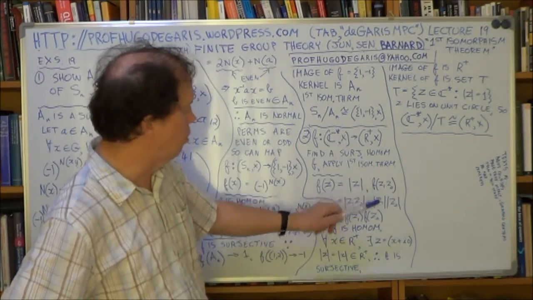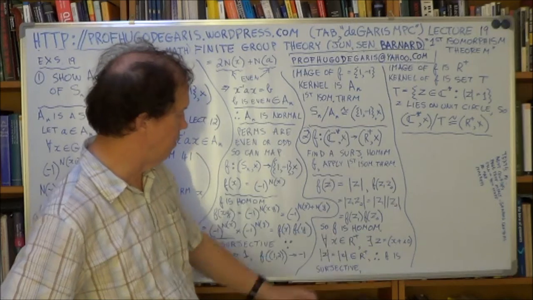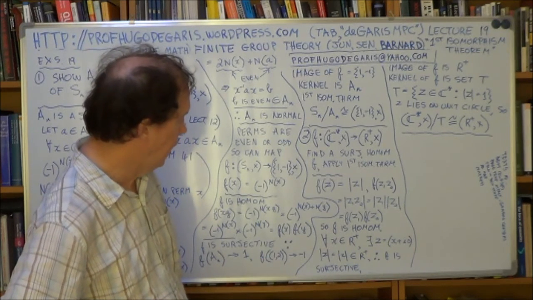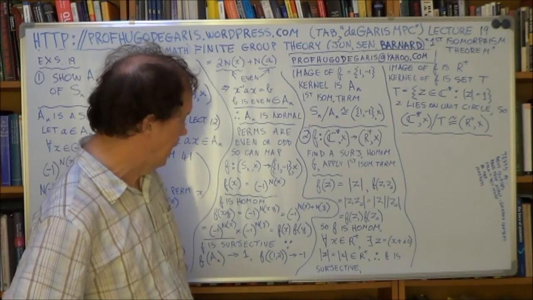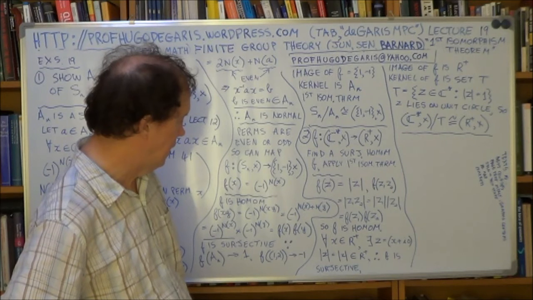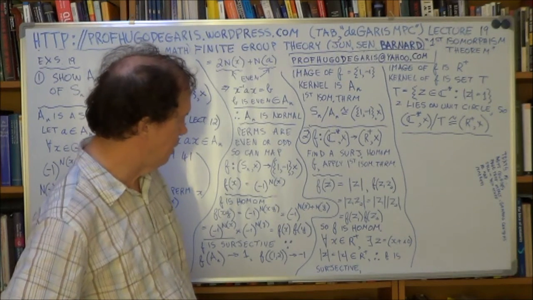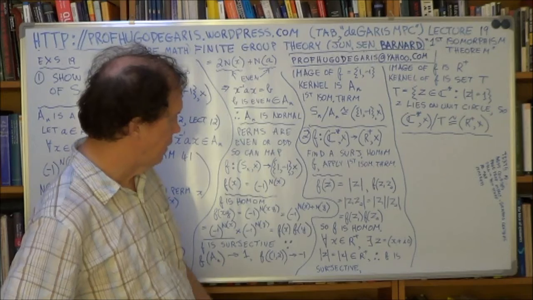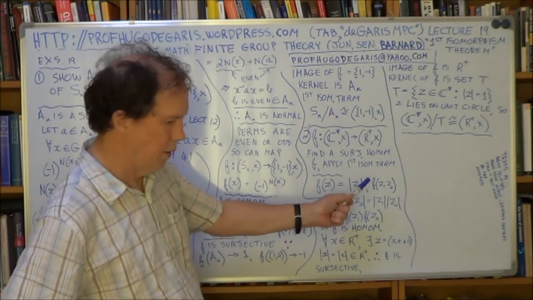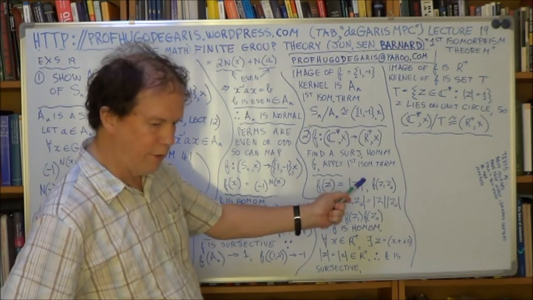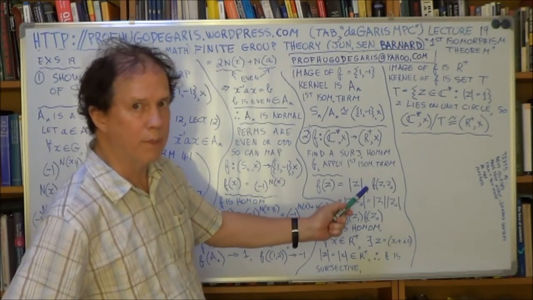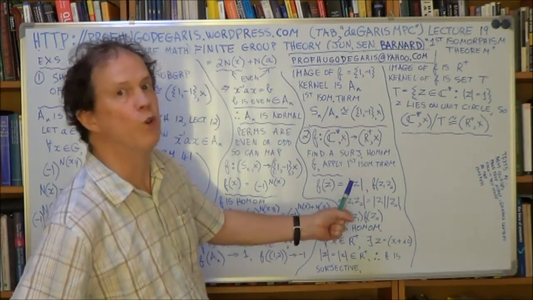Therefore, your f is homomorphic. All right, so you know it's homomorphic. Now, how about surjective? Surjective means every element in your codomain is mapped to, right? There are no loners.